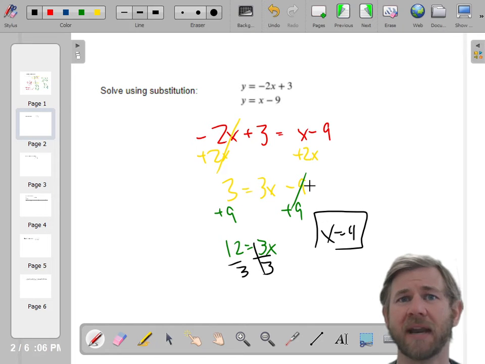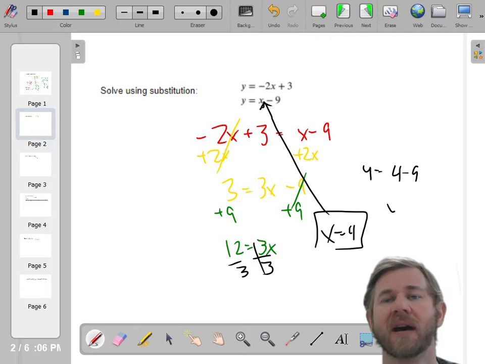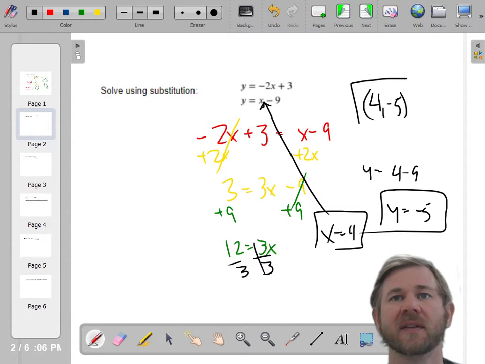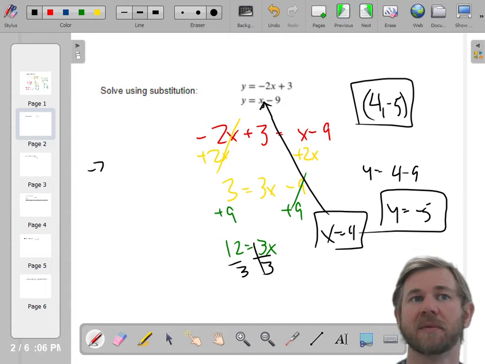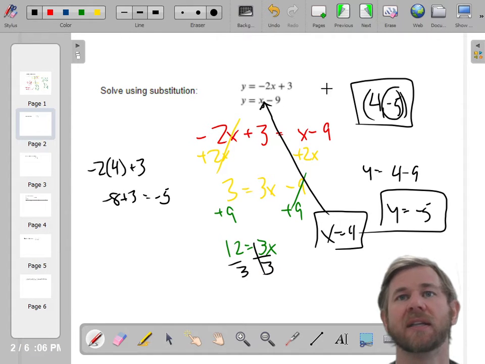Now I'll come back and plug that in. Whichever one looks easier, probably that one. 4 minus 9, y equals negative 5. So 4 comma negative 5 is our answer. You can check that. If you plugged 4 in right here, negative 2 times 4 is negative 8. Negative 8 plus 3 is negative 5. Hey, that means I know we did it right.